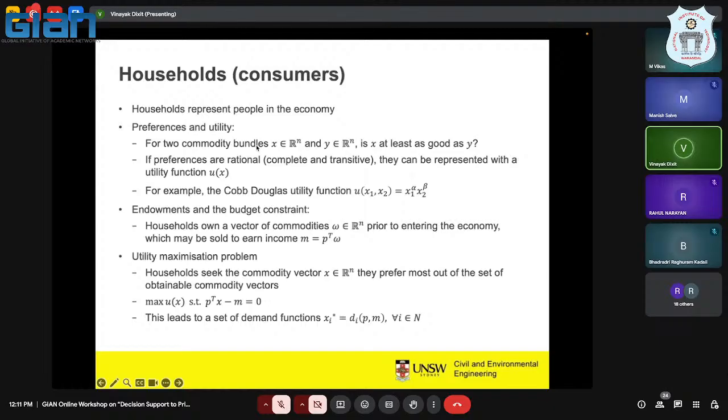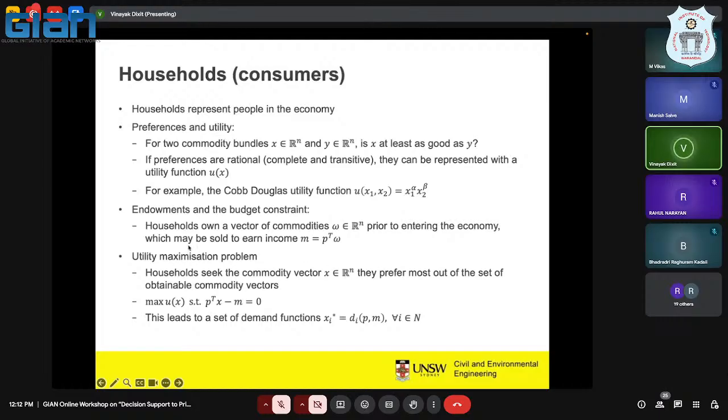About households, right? There are basically three main concepts. One is utility, which captures preferences, what they need, how much they need, what they like. That's what preferences are. The second one is endowment. So how much wealth do they already come with? Households own a vector of commodities prior to entering the economy, which may be sold to earn income, M. So that is what endowment is.